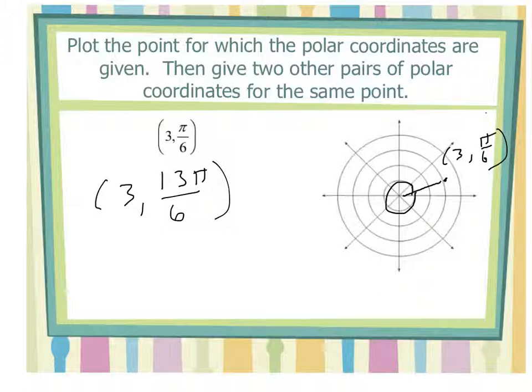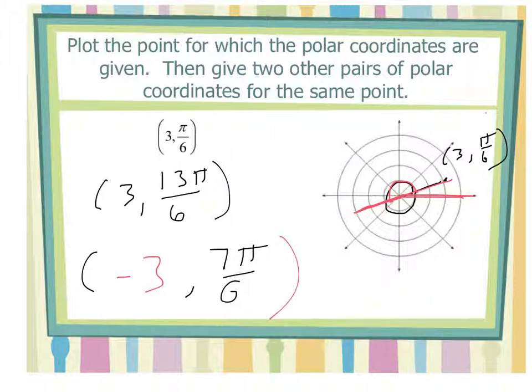If I went out to 7 pi over 6, if I added pi, that would mean go out to here. And again, this is all in reference to this initial side right here. I could do the same thing we did on the others and say turn all the way to 7 pi over 6 and then go backwards 3 units. That would get me to the exact same point. So again, the big idea here is there's lots of different ways to describe the same location.